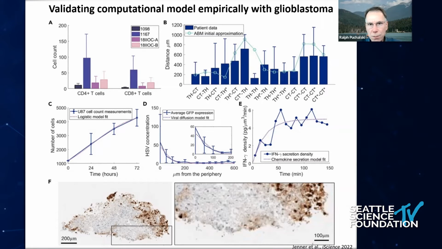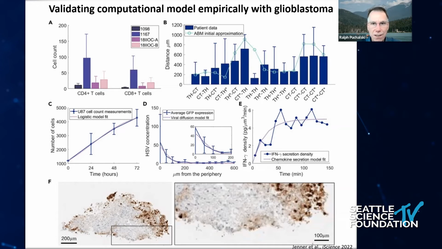To model the glioblastoma cell proliferation, over here in panel C, we used a logistic model that was fit to in vitro cell counts for U87 cells. It's a tumor cell line, because we could not do this well with the cells within the slices, of course. And panel D shows the average viral infiltration in 50 millimeter wide bands in the periphery of the ex vivo tumor slices. And this is measured at 24 hours.